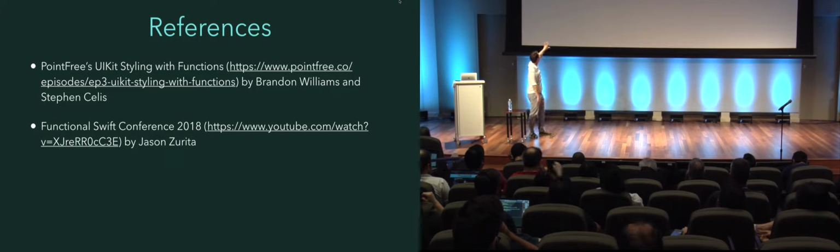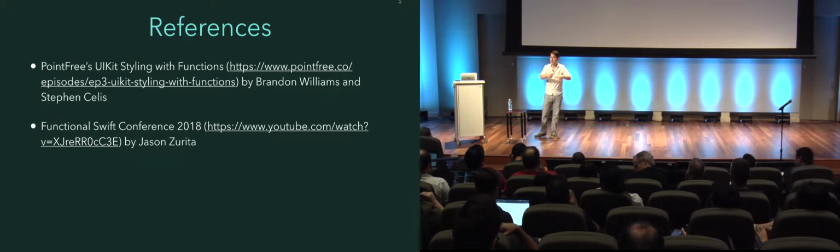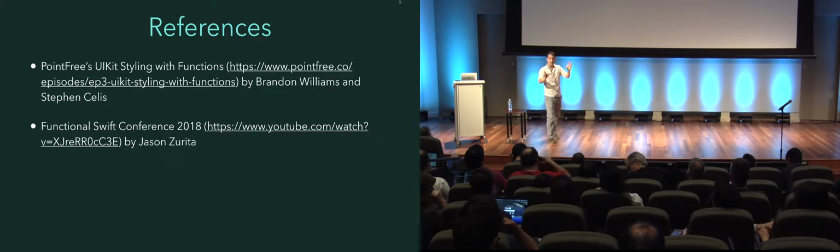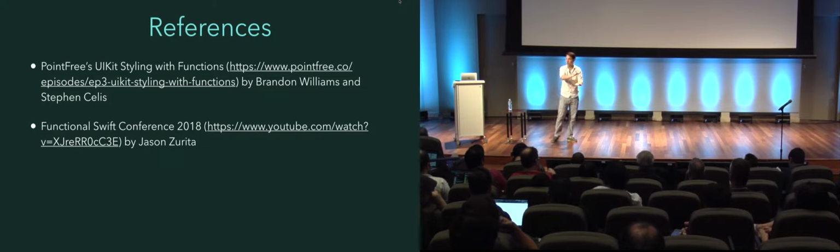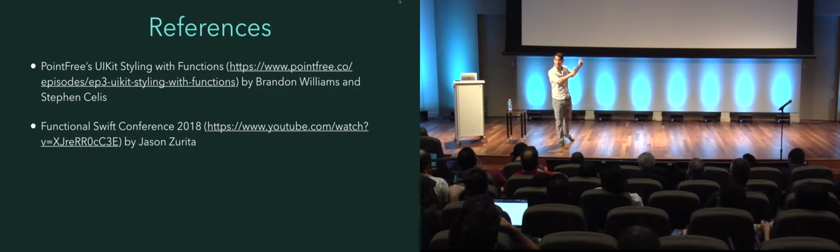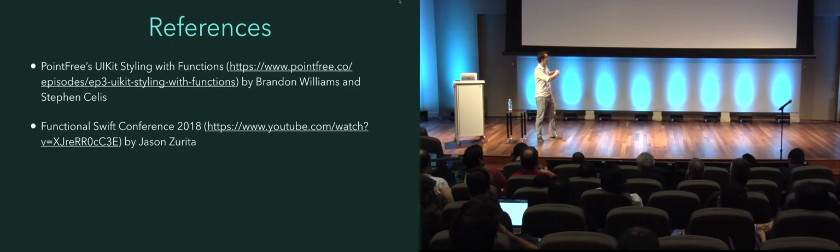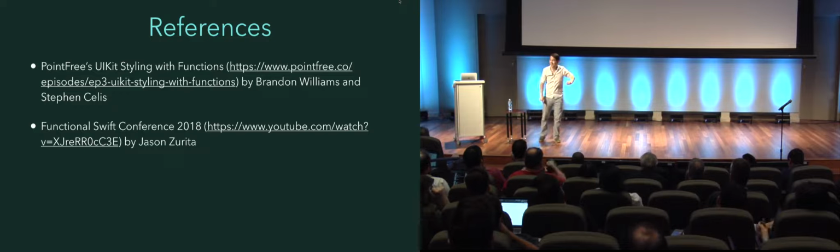Okay. And second, there's a great talk by Jason Zarita, who did a talk about some of the styling things and reusing them, and broadens it and talks about how to make it more discoverable, so a lot of the styling stuff is very easy to find. That's his stuff. It's really cool stuff. He's a great speaker. And this Functional Swift conference was organized by Brandon and Steven.